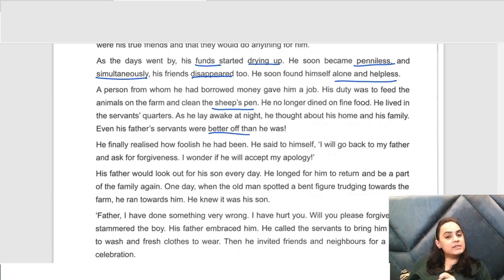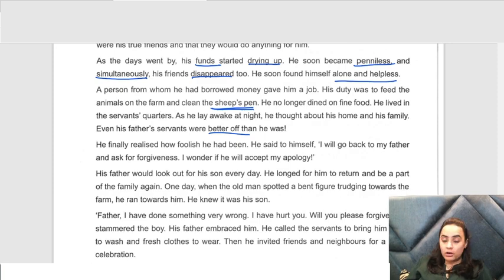So, there was a person from whom the son had borrowed money, and that person gave him a job. And what was the job that he had to do? He had to feed the animals on the farm and he had to clean the sheep's pen. Pen, the fenced area within which the sheep lived. So he had to clean that area and he had to feed the animals.